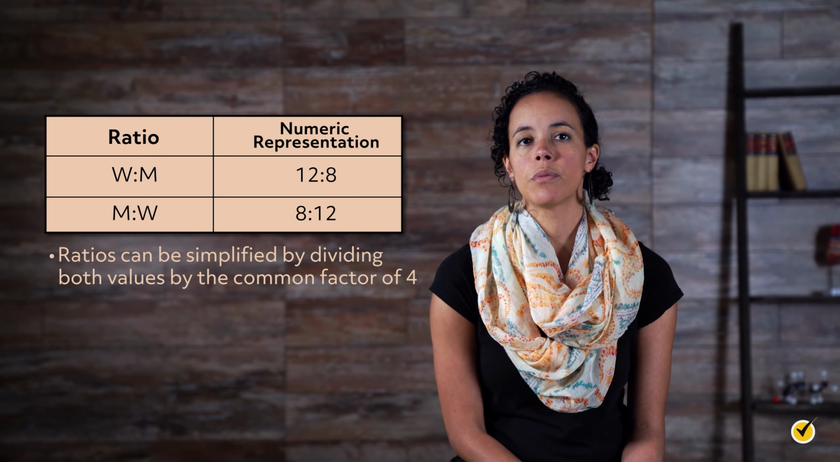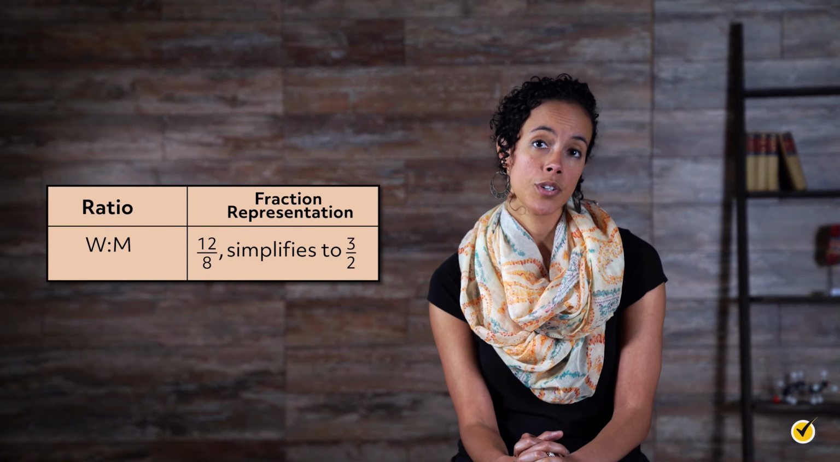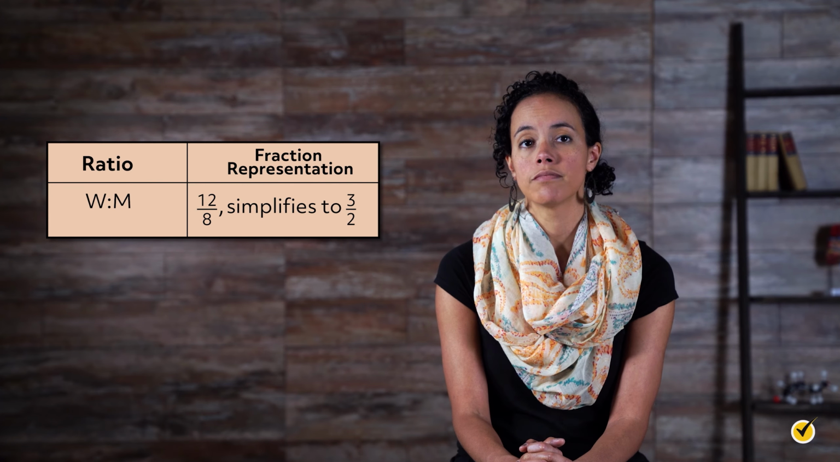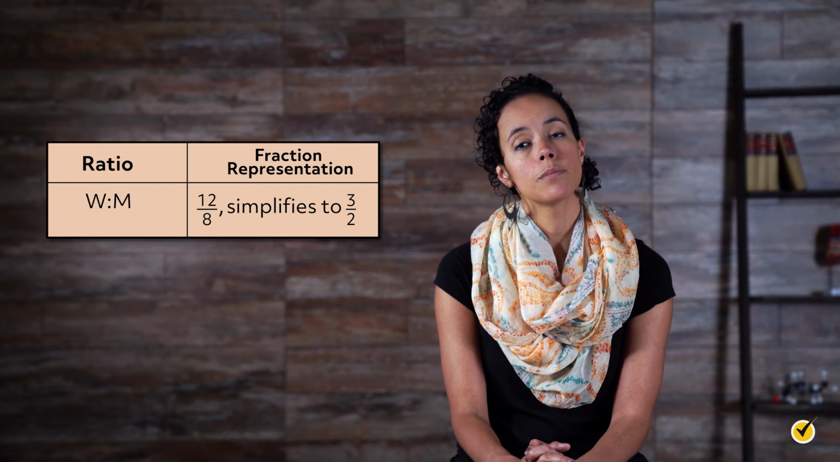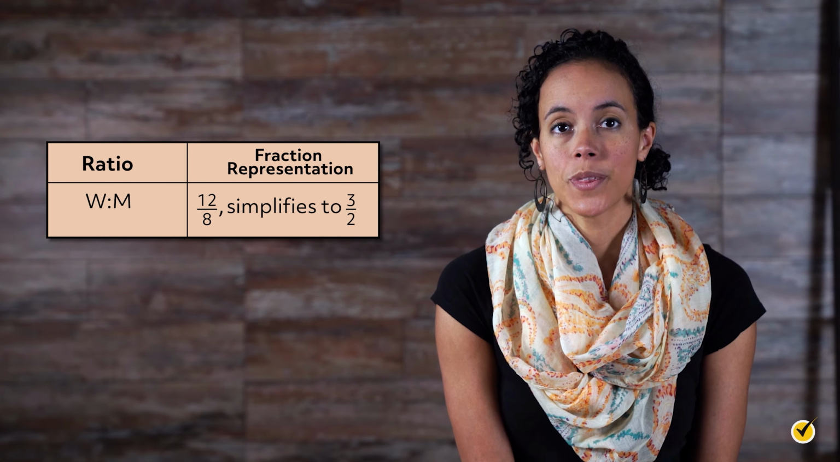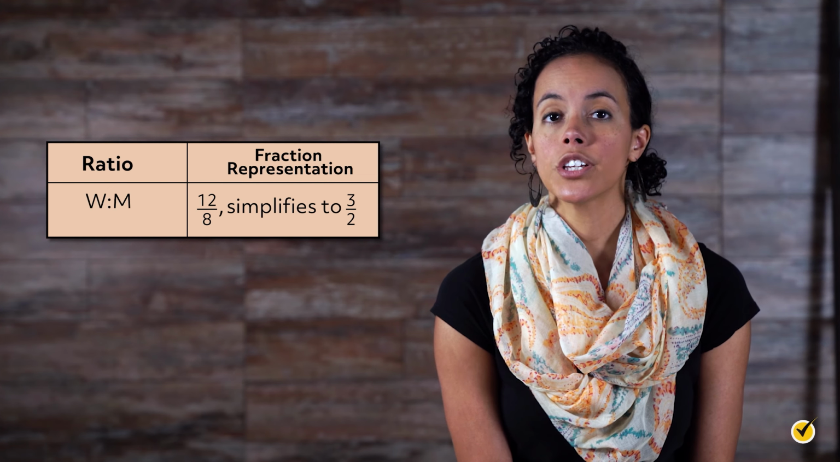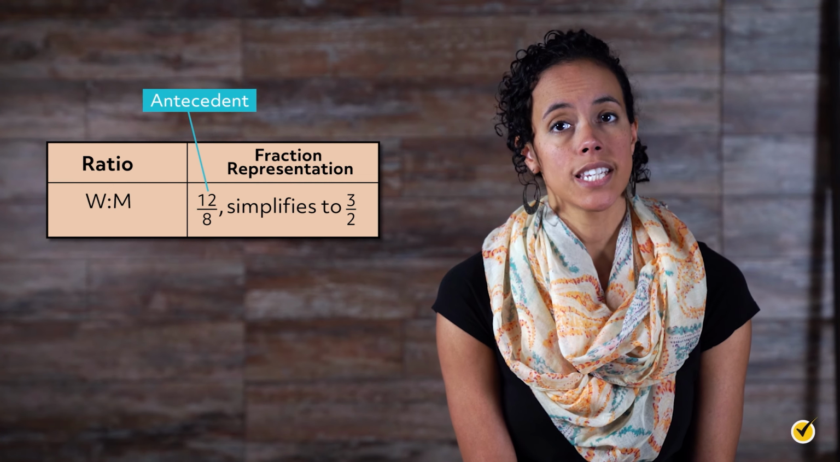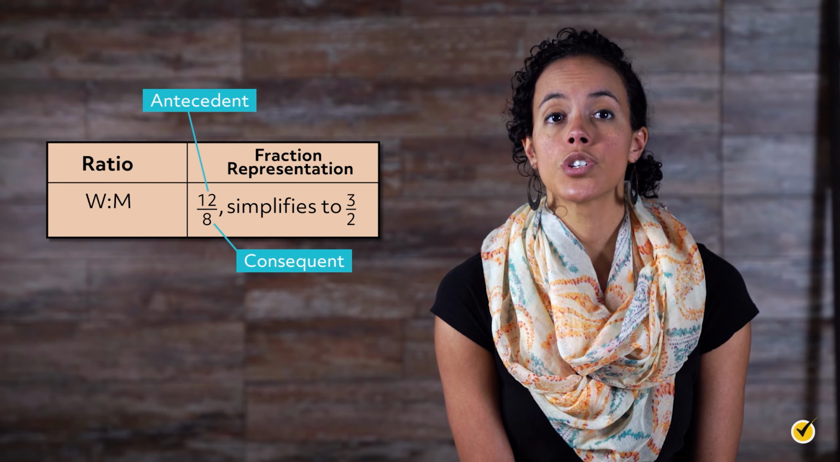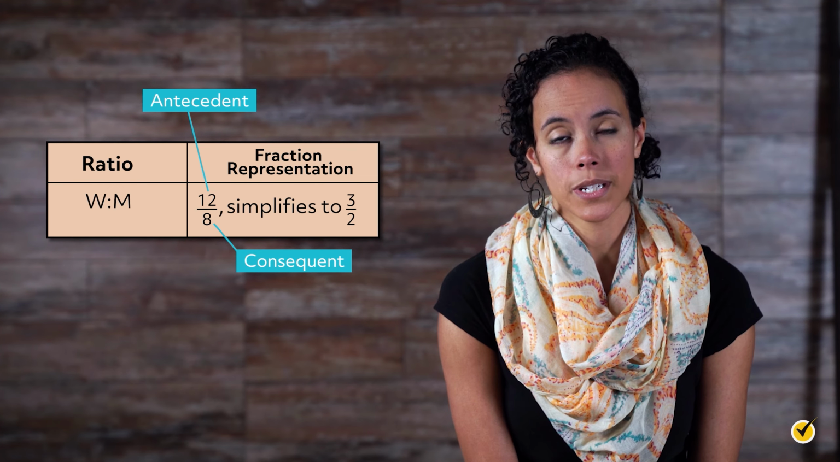There are two ways that ratios can be written. This example uses a colon, but you could also use a division bar to form a fraction. 12 over 8 simplifies to 3 over 2. It is very important to note that the order of the categories matters when building a ratio. The first value is technically referred to as the antecedent, and the second value is referred to as the consequent. The antecedent is always compared to the consequent.